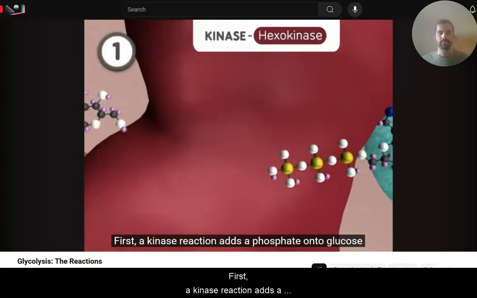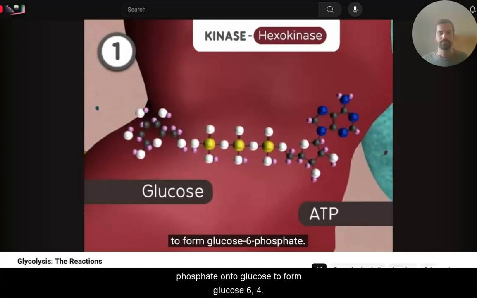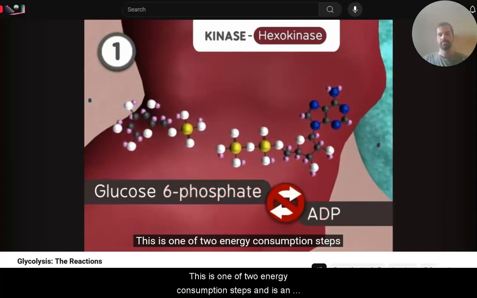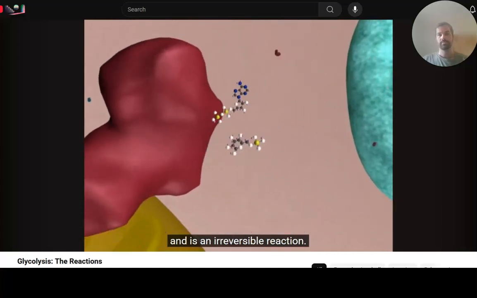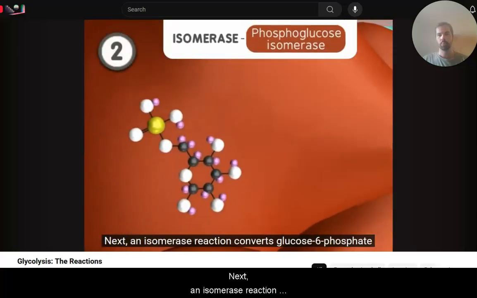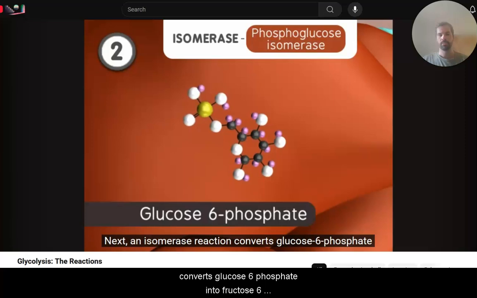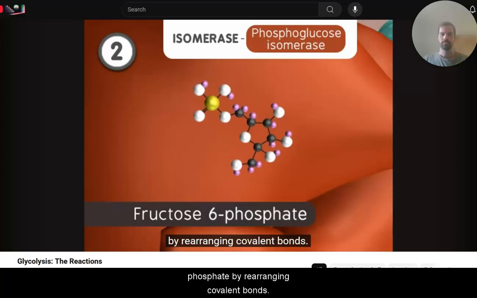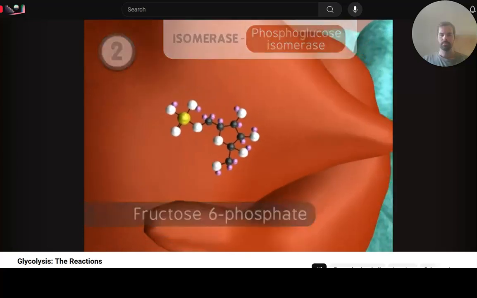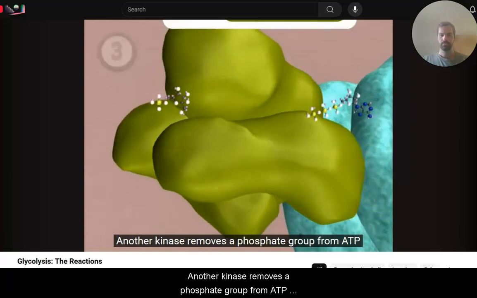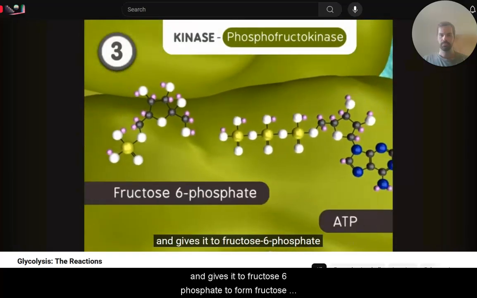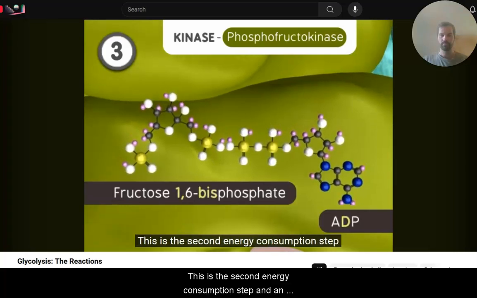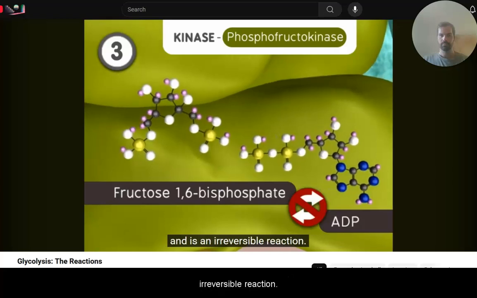First, a kinase reaction adds a phosphate onto glucose to form glucose 6-phosphate. This is one of 2 energy consumption steps and is an irreversible reaction. Next, an isomerase reaction converts glucose 6-phosphate into fructose 6-phosphate by rearranging covalent bonds. Another kinase removes a phosphate group from ATP and gives it to fructose 6-phosphate to form fructose 1,6-bisphosphate. This is the second energy consumption step and an irreversible reaction.